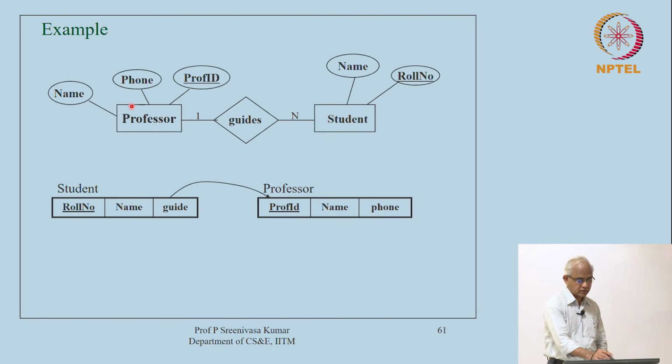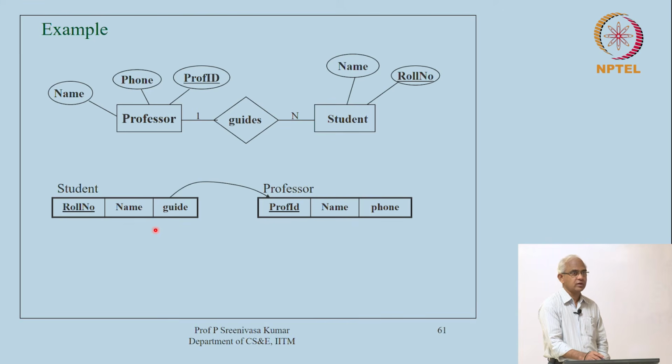What is the other relation? The other relation is the one side entity, which is professor. So, it has name, phone, prof ID. Now, basically what we have done is, in each student row, we are introducing a new attribute called the guide of the student, which will be an employee ID that refers to the professor who is the guide of the student.